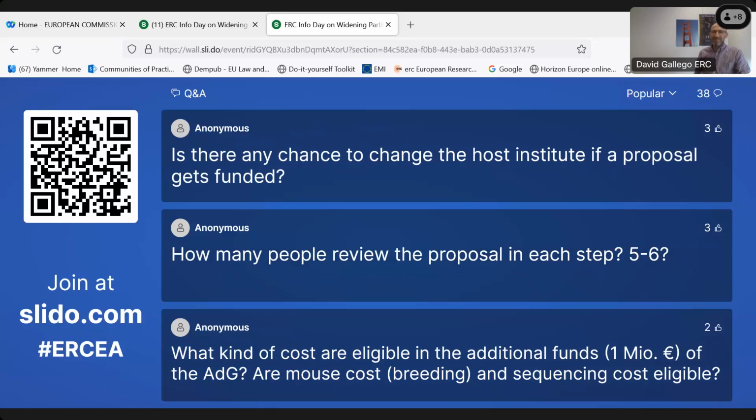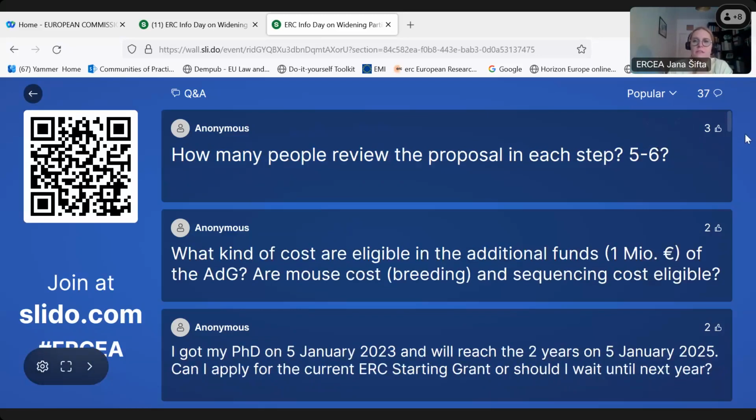Jana, I come to you. Is there any chance to change the host institute if the proposal gets funded? Yes, it's one of your rights, and it's absolutely okay if you change the host institution. It's your grant, and you can go anywhere in Europe or an associated country. And indeed, that's from the first day. You can even change on the first day of your grant if you're given a better offer, and you can use the portability that's built in to change host institution.